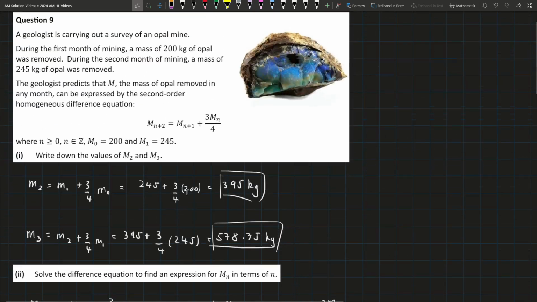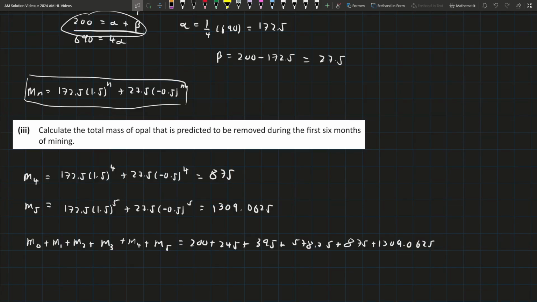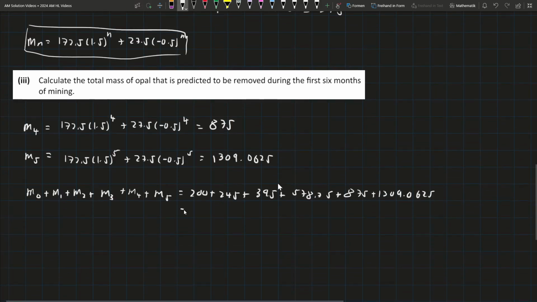Add them all together. So that's 240. So you just literally add all the numbers. And when you add all those together, you get 3602.8125 kilograms as your answer for the amount removed in the first 6 months.